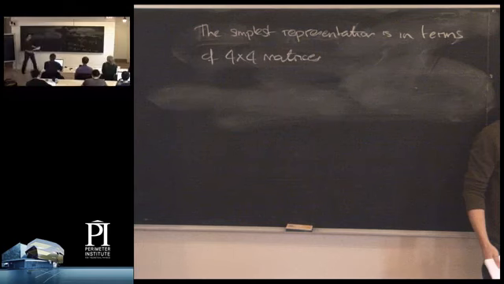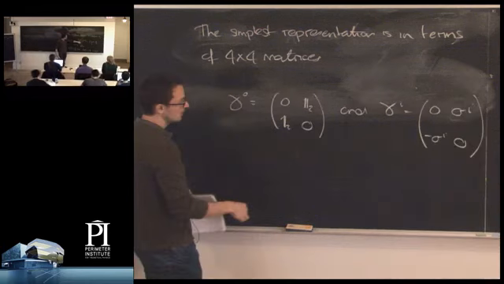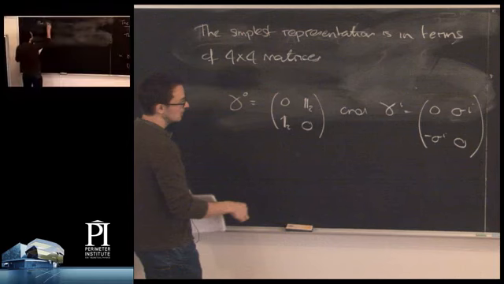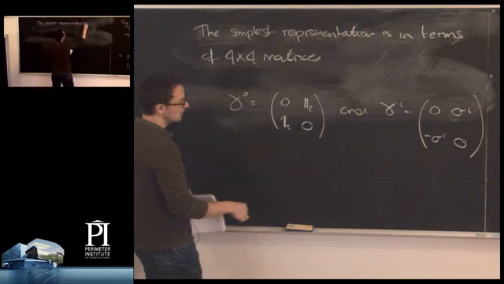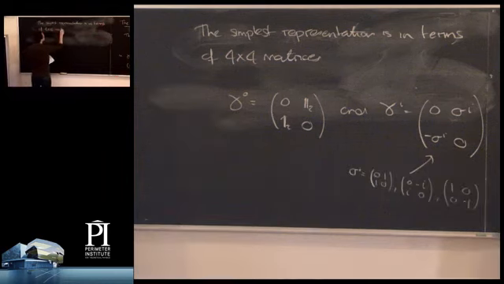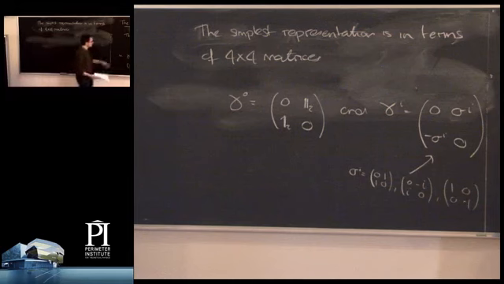So let me just tell you a set of 4 matrices which obey this equation. The simplest representation is in terms of 4 by 4 matrices. What I mean by this is that you could start to look for 2 by 2 matrices which obey this. You won't find any. 3 by 3, you won't find any. If you look at 4 by 4 matrices, there's a set that obey this.